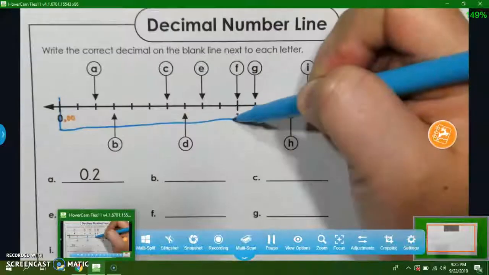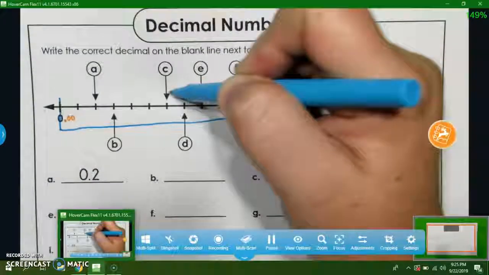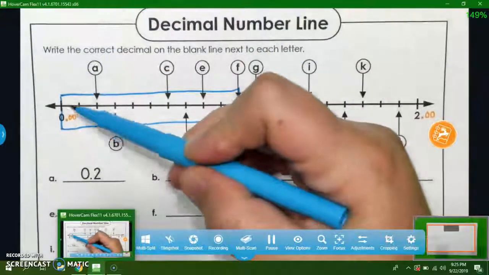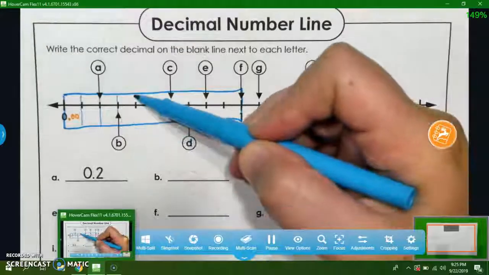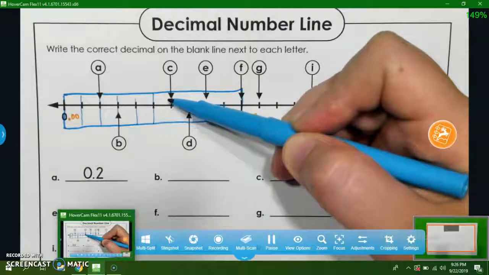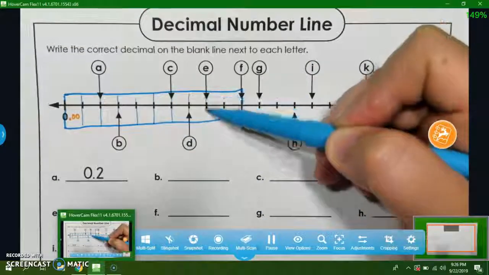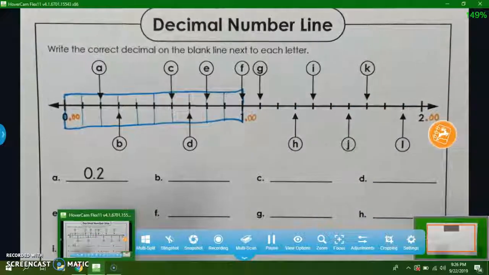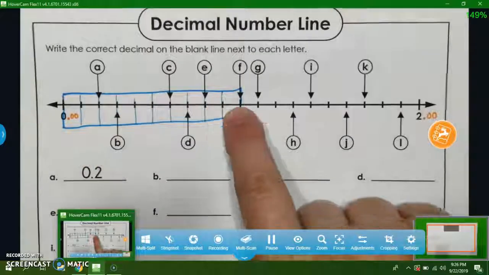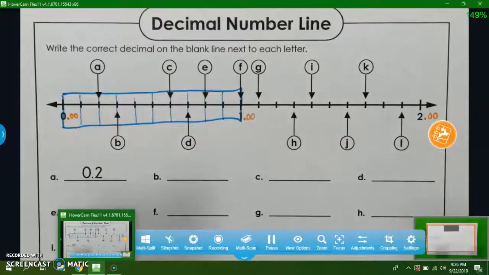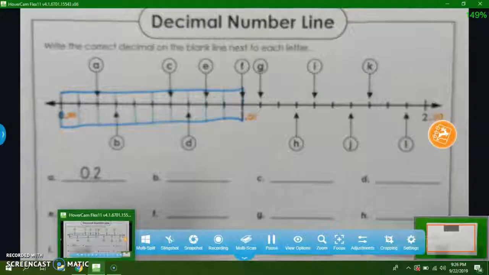Now, if I'm thinking in terms of money, I know that this is my whole dollar, or my whole Hershey bar, however you want to think about it. And then these little lines are just breaking up my Hershey bar, my number line, my whole dollar, into equal parts. So, just like when we talk fractions, we want to know how many total pieces it takes to make this one whole. That way we know what type of decimal place we're looking at.